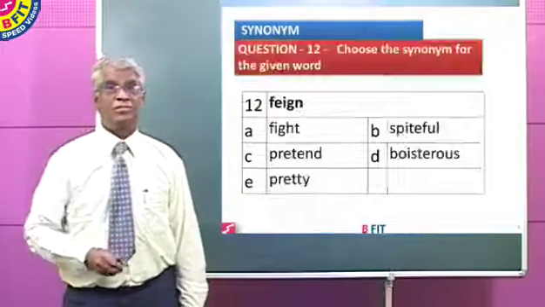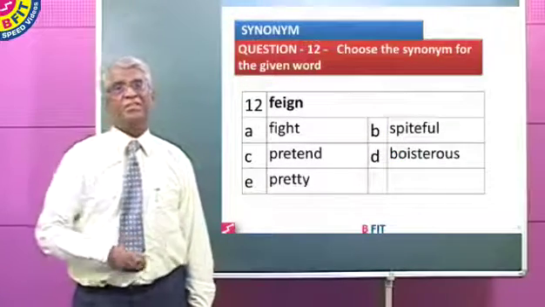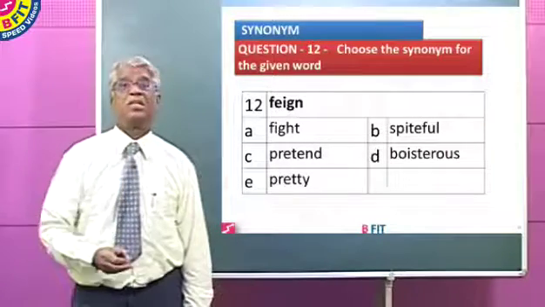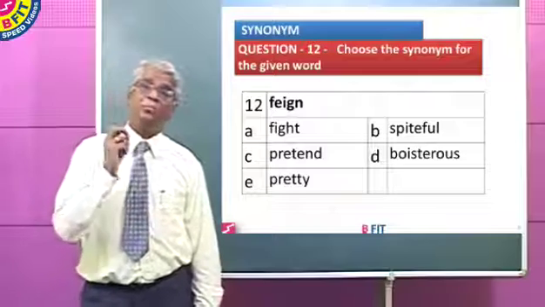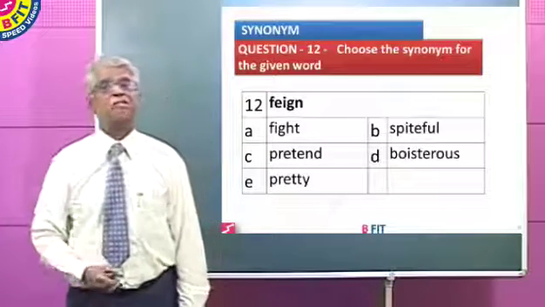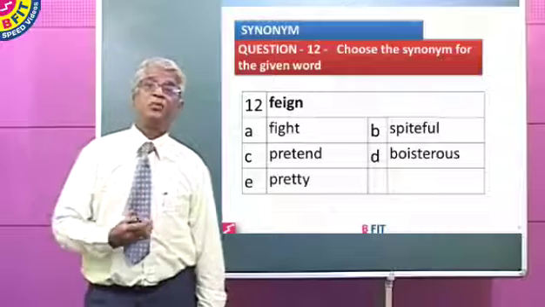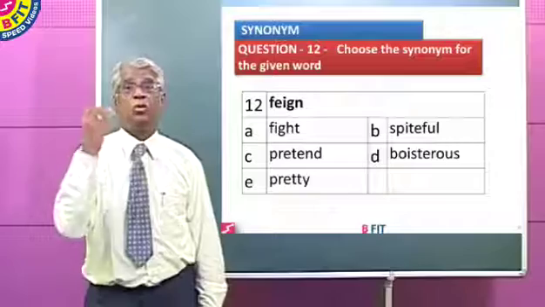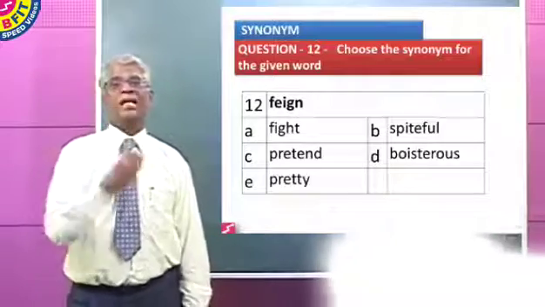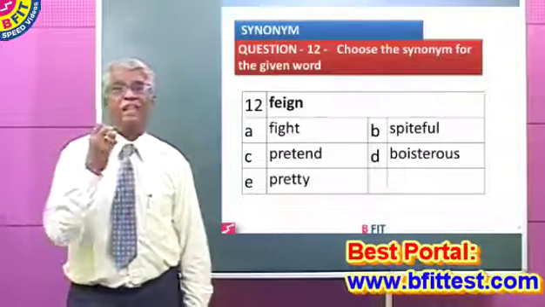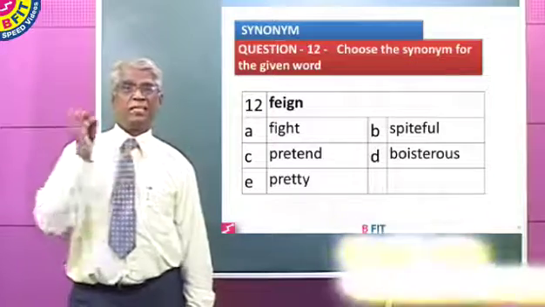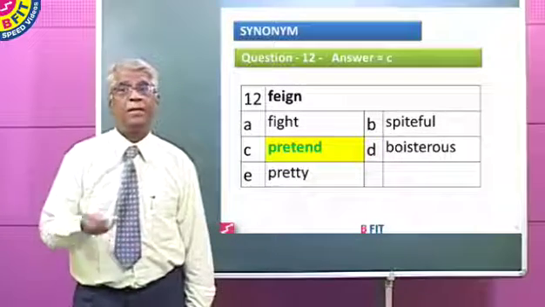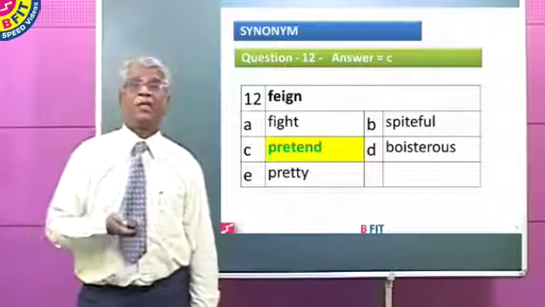In the 12th, the word is feign. When the teacher inquired of the students of the class as to who had done the mischief, the students tried to feign ignorance, as if they did not know what happened. They pretended as if they did not know what had happened. They posed as if they were ignorant. Now for feign, the correct option is option C, pretend, act as if they were ignorant.